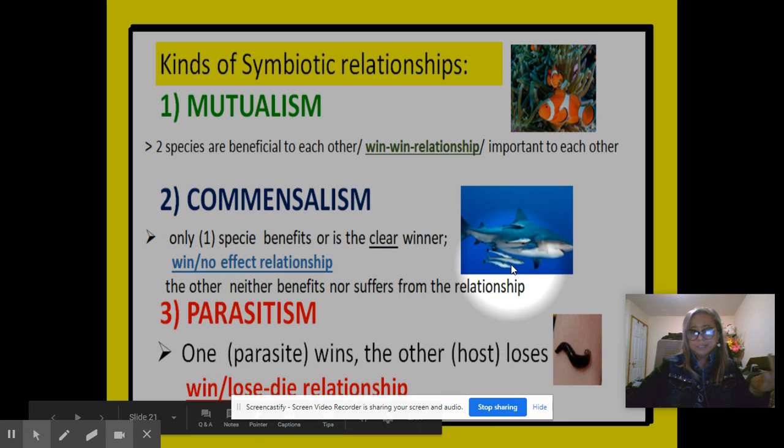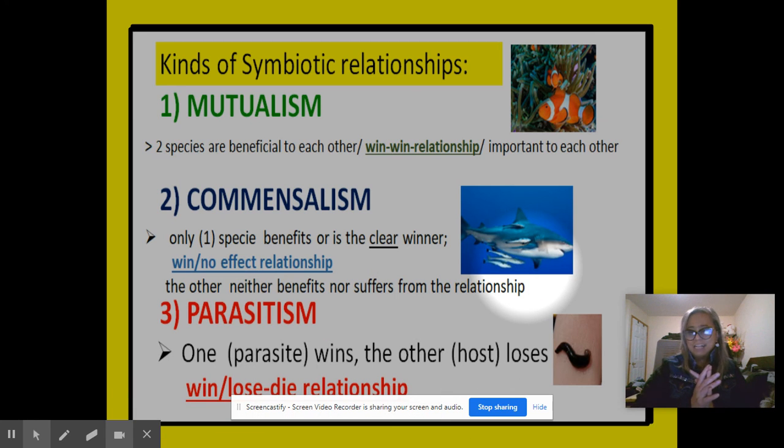even die relationship. Okay, that's it, Falcons. I hope you learned something about symbiosis and the different kinds of symbiotic relationship.